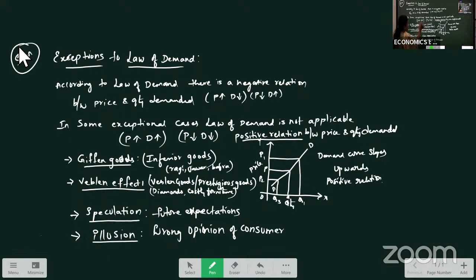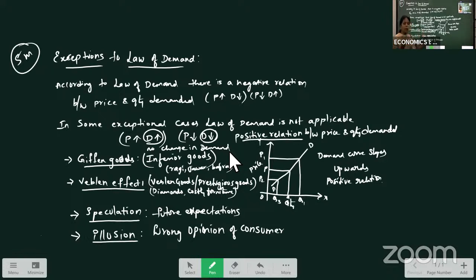Either you can say demand may increase or decrease, or there is no change in demand. So there exists a positive relation between price and quantity demanded. Positive relation means when price increases, demand increases, and there is no negative relation. So what are the exceptional cases? Giffen goods. Giffen goods are also called inferior goods.